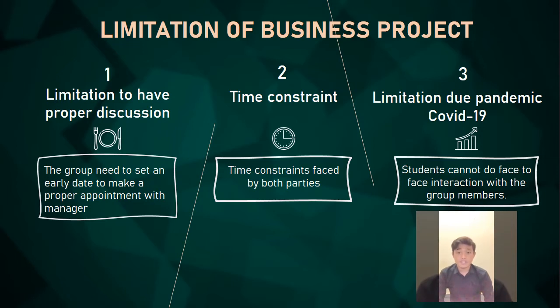Second is time constraints. Time constraints are due to the responsibilities that need to be performed as a student toward the lesson. Based on the manager's side, they have their own time to achieve their goal and objective for their business.